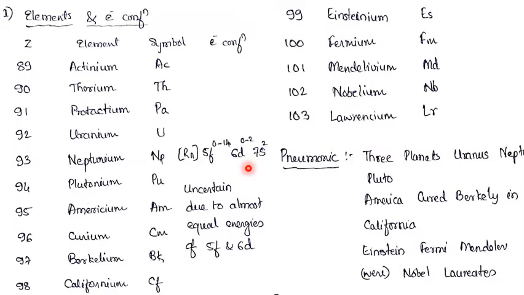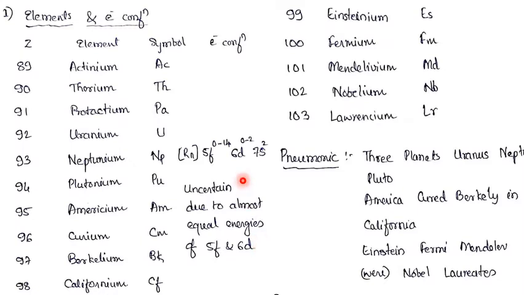Further, the electronic configuration, as I said, is not that easy to remember, and even the ground state electronic configurations of all these elements are doubtful. That is because the energy difference between the 5f and 6d shells, which are both being filled here, is almost equal.